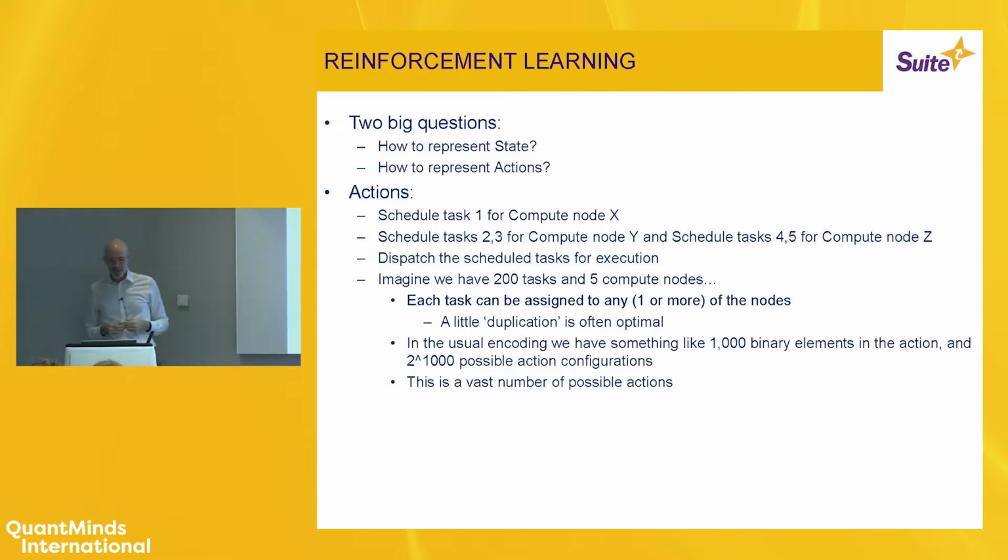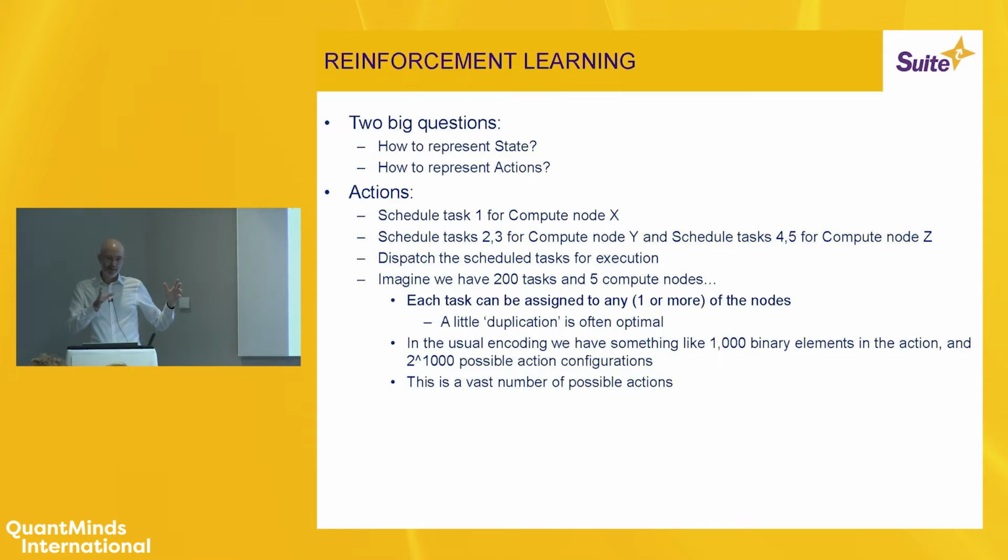Now, imagine that we have even just 200 tasks that we need to schedule, and we have just 5 nodes in which we're going to distribute them. Each task could be assigned to any one or more of the nodes. And as we'll see later, some duplication is often optimal. So in the usual sort of encoding, that would mean that we have something like 1,000 binary elements in the action array, which gives us 2 to the 1,000 possible action configurations, which is whatever that is, 10 to the 300 or thereabouts. So it's a vast number of possible actions.